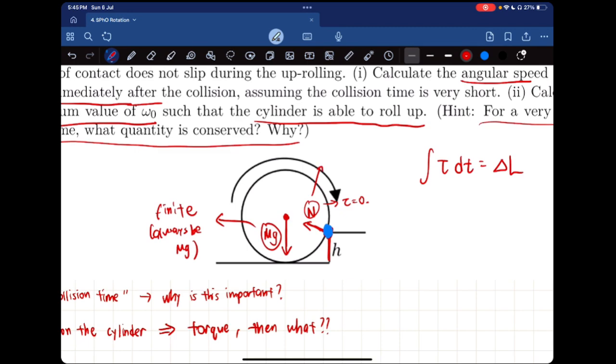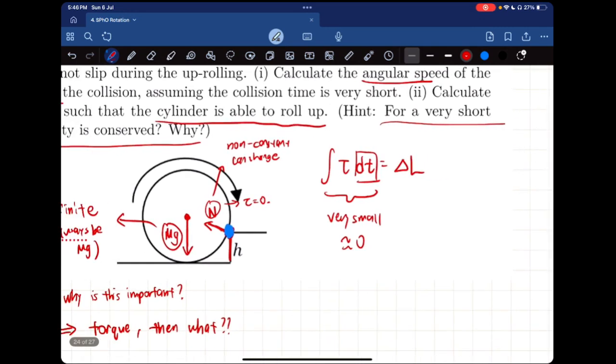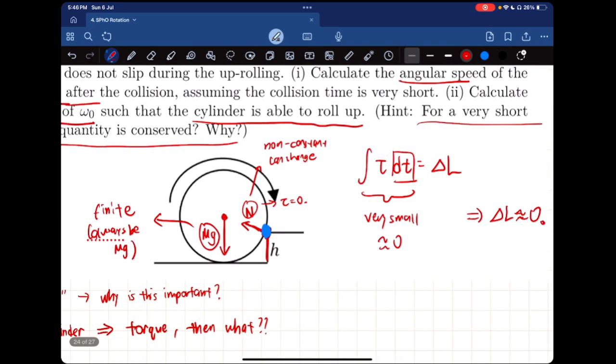Whereas your things like your N are non-constant. It can change, and it can just go as big as it wants, basically. But because you're dealing with a finite force, and you're dealing with a very small time, then this quantity is very, very small, which is approximately zero. And you will just get your change in angular momentum is approximately zero because of how small your mg is over this very small period of time.